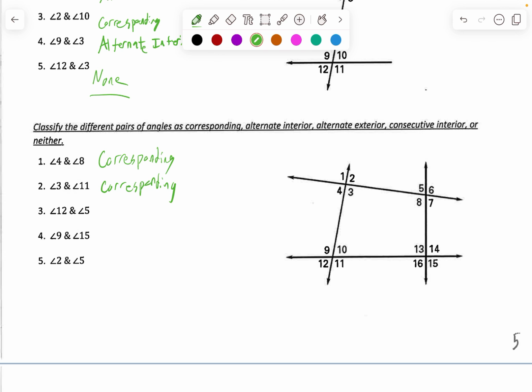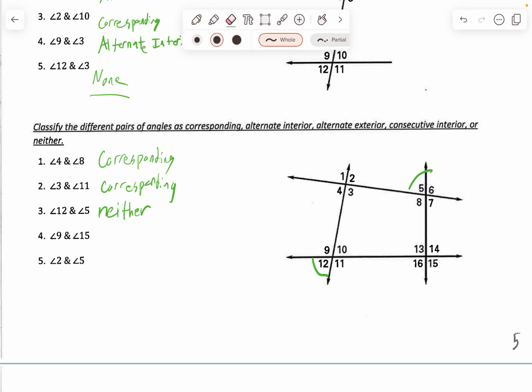I'd say 12 and 5. Okay, here's the problem with this. Look at this one. You can't get a transversal that touches both of them. So you might have said something like, weirdly, alternate exterior angles or something. That is definitely not true because they're not touching a transversal. I'd say actually neither.